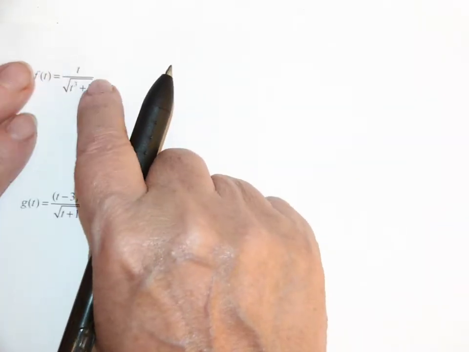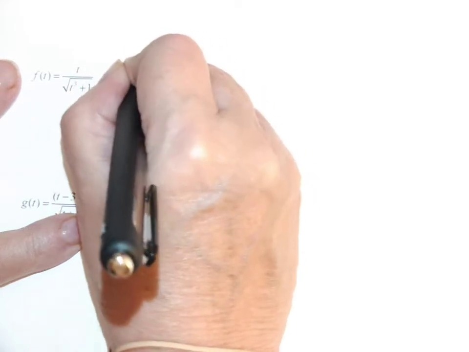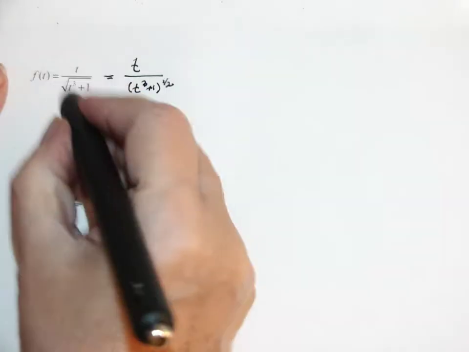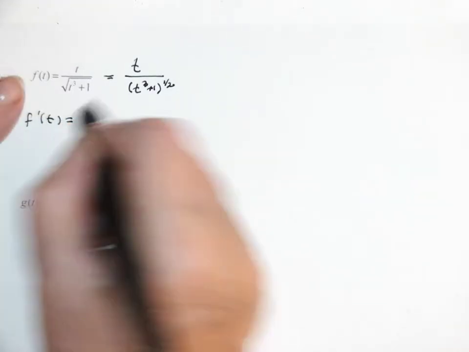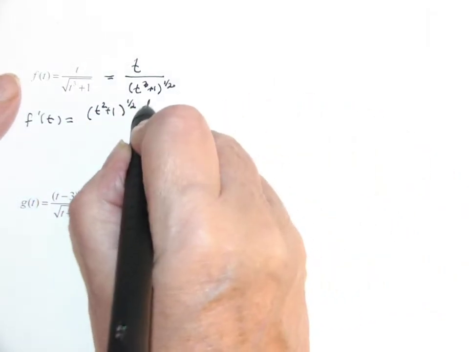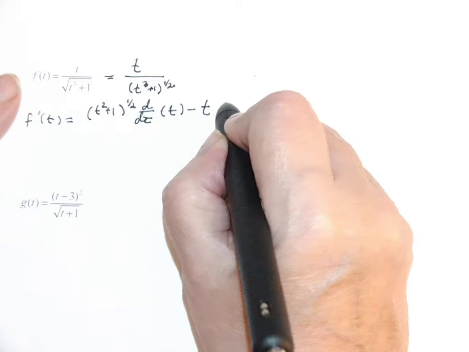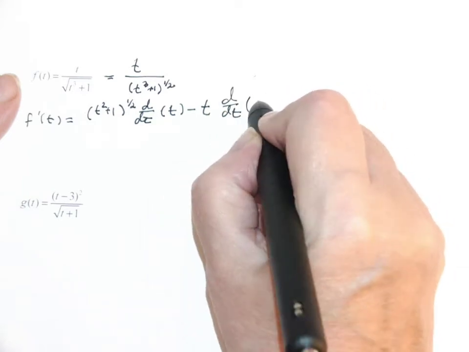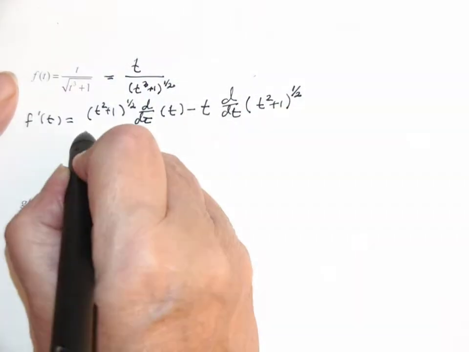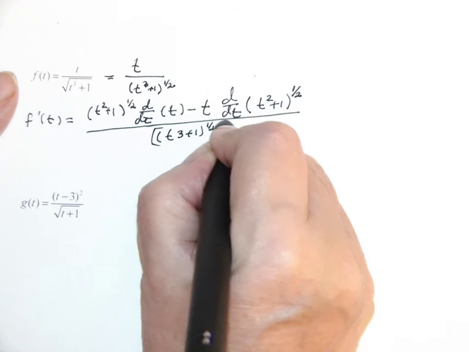I'll do this guy using quotient rule. So I'll rewrite this guy as t over t cubed plus 1 to the 1/2. So f prime of t is, bring the denominator up, which is t cubed plus 1 to the 1/2 times the derivative, and now this is with respect to t, of the numerator, minus the numerator times the derivative of the denominator, t cubed plus 1 to the 1/2, all over the denominator, t cubed plus 1 to the 1/2 squared.